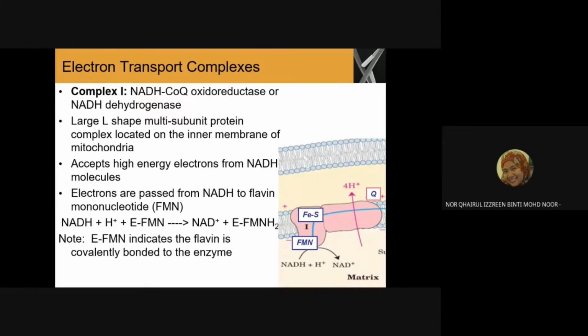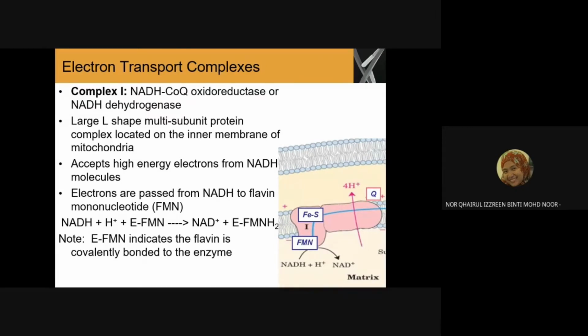Okay, so the electron then moves along the series of iron sulfur groups. The iron sulfur group here is ferrum sulfide. Ferrum is iron, sulfur groups, and it is transferred to coenzyme Q. So you can see here, coenzyme Q, where is the coenzyme Q? At the horizontal part of the enzyme. FMN and FeS are at the vertical part, and coenzyme Q is at the horizontal part.